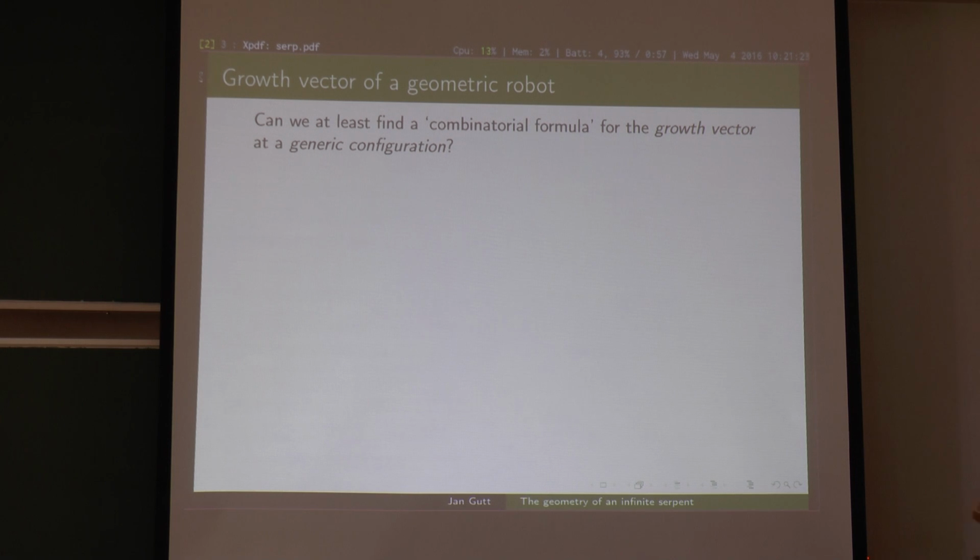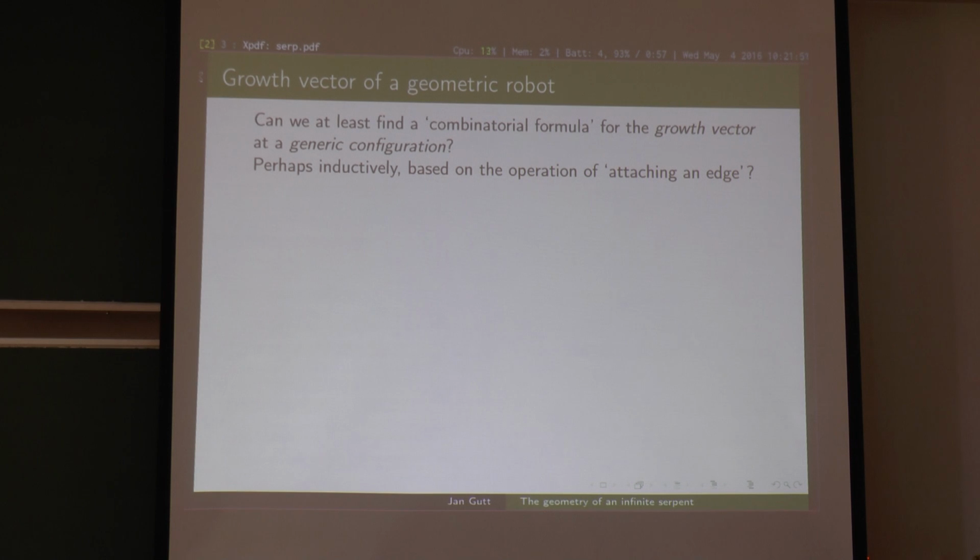a geometric robot at a generic configuration? So we've got some graphs, some sticks, some wheels. We just look at how it looks. We take a generic configuration, and can we just guess the growth vector from looking at this robot? And at first I thought, well, maybe yes, that would be a nice project to do. A growth vector is such a simple thing. So how would we go about this?